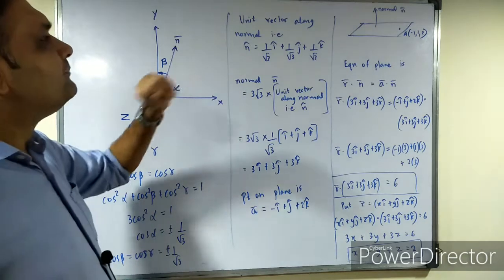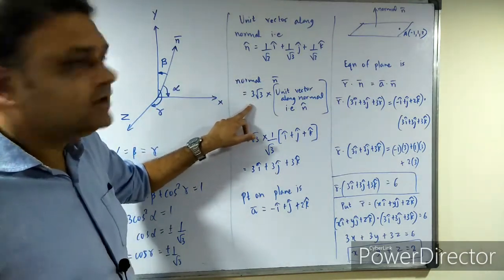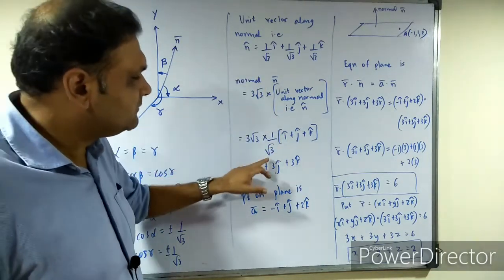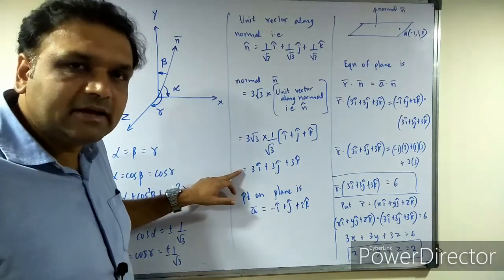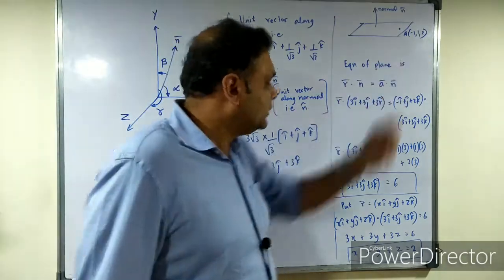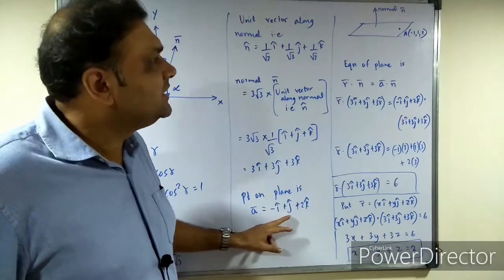And now this is the unit vector along the normal. So the normal will be what? The magnitude 3√3 into the unit vector along the normal, that is n cap. So 3√3 into this, 1 by √3 I have taken out common, √3 gets cancelled. So the normal vector comes out to be 3i plus 3j plus 3k cap. The point on the plane is given as -1, 1 and 2. So in vector form, the position vector of the point is -i plus j plus 2k cap.